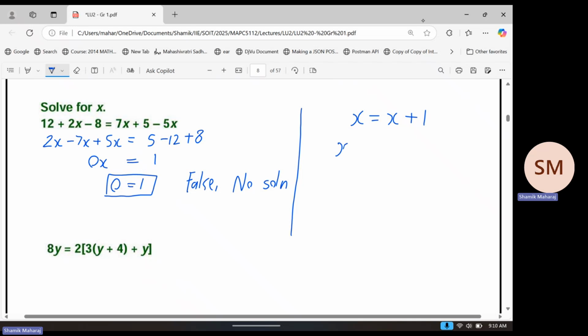Solve it very quickly. We get on this side x minus x is equal to 1, or 0x is equal to 1, 0 is equal to 1. Same situation, broken equation doesn't work, so there's no solution. Okay, all right, any questions on this?